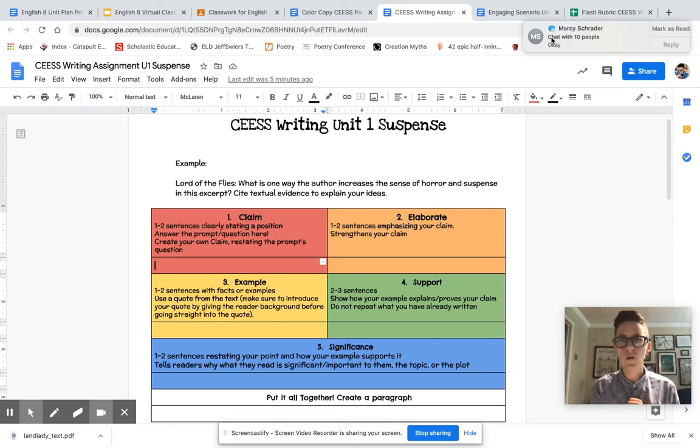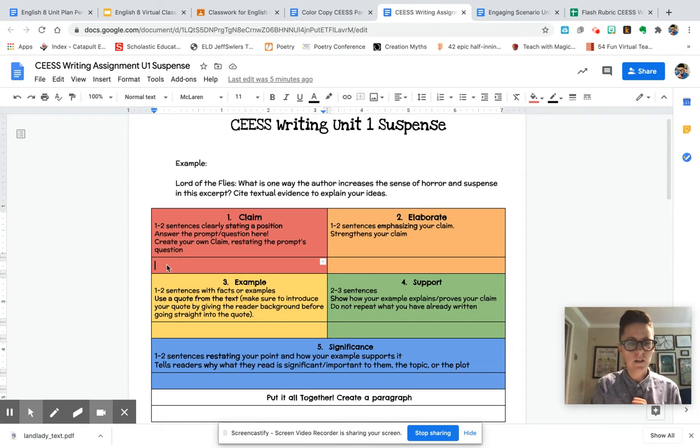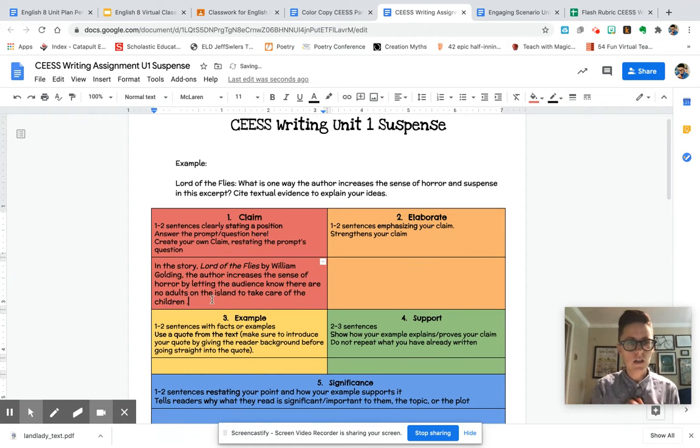So with claim, I've used this first one, and I am going to paste it right here. In the story Lord of the Flies by William Golding, the author increases the sense of horror by letting the audience know there are no adults on the island to take care of the children.